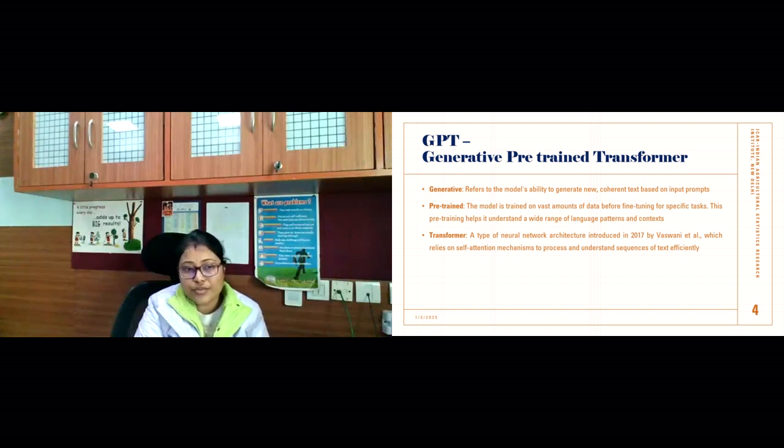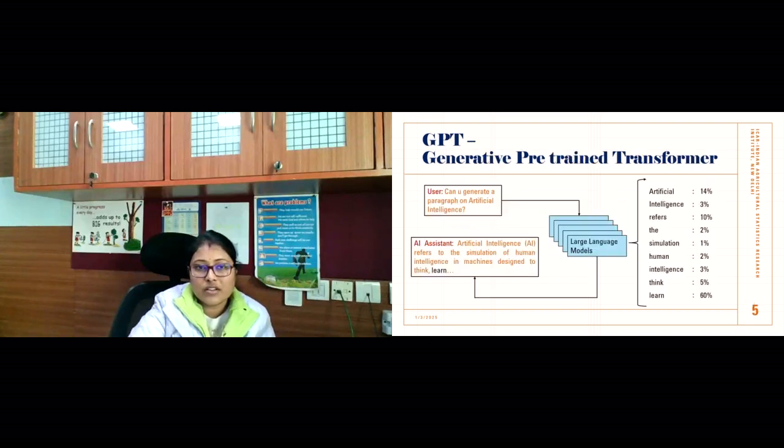So what goes inside a transformer architecture is basically an encoder-decoder architecture. Okay, so pretty much this much to have an idea about the generative pre-trained transformer. Now let us understand that using this kind of LLM models, how this GPT model is able to generate text.